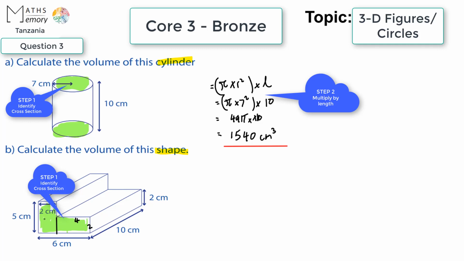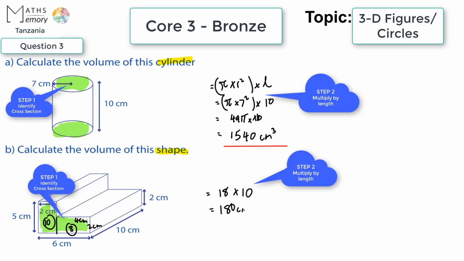5 times 2 is going to be 10. And this is going to be 4 times 2, 8. We add them together. 10 plus 8 is 18. The cross section is 18 centimeters squared. So the answer will be this. It'll be 18 times simply the depth of this, or the height, or length, would be times 10, 180 centimeters cubed. It looks complicated, but it's not.